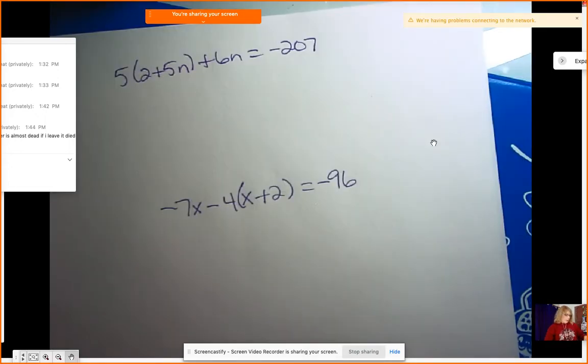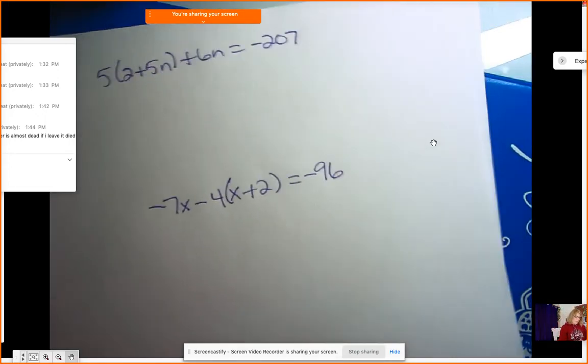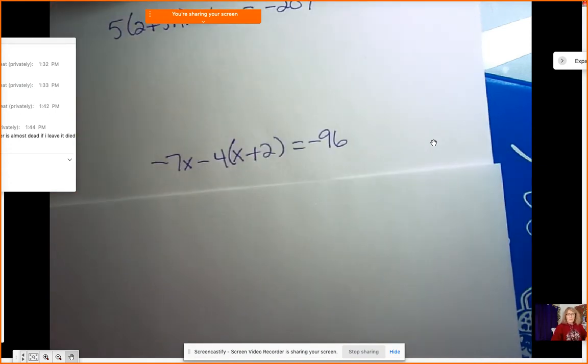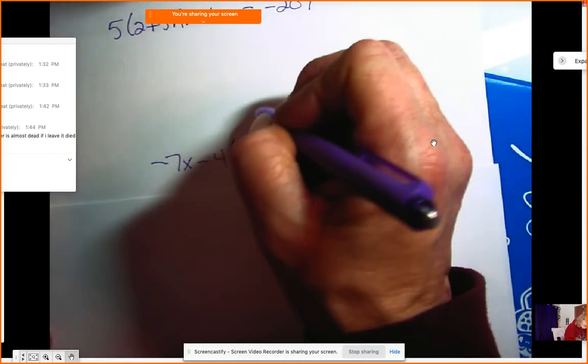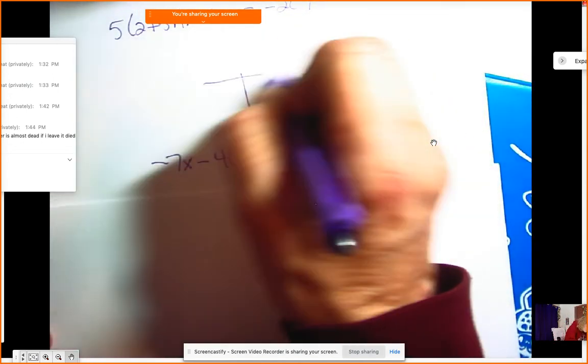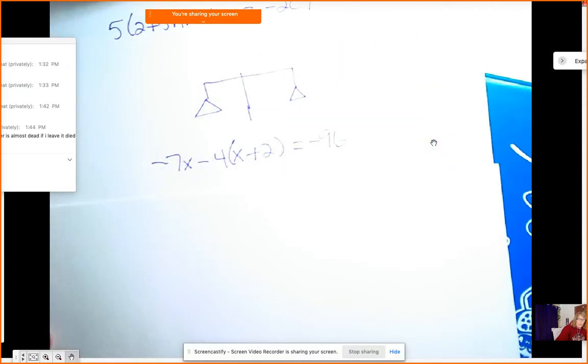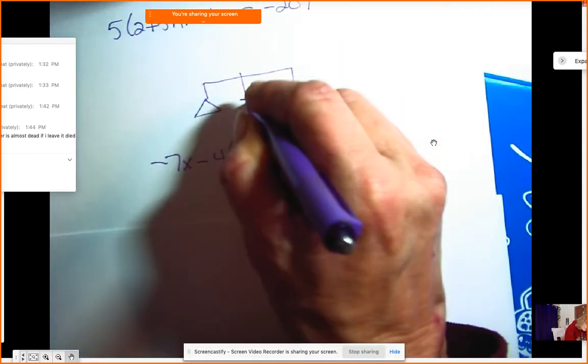Okay, I will work two problems. Actually, I'm going to work one first. I'm going to work this one just because the numbers are a little bit smaller. They're pretty much the same type. Okay, remember, algebra is always about scales, keeping things equal. The equal sign is this right here.